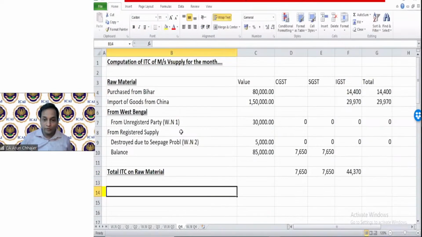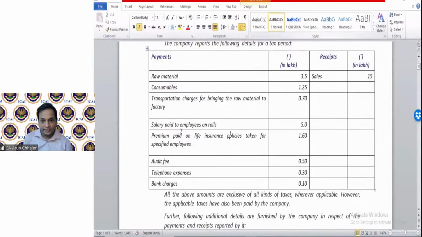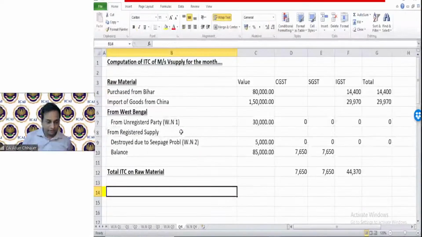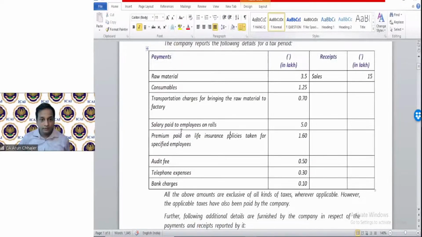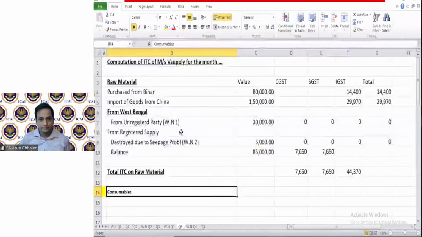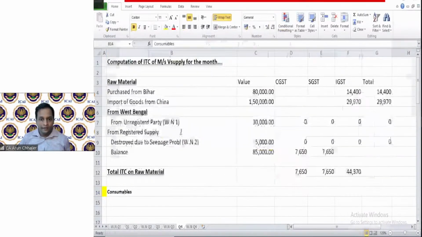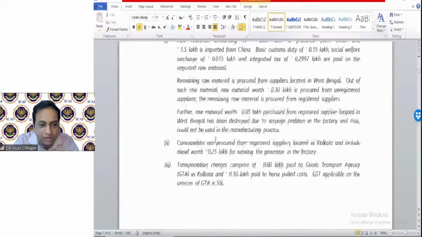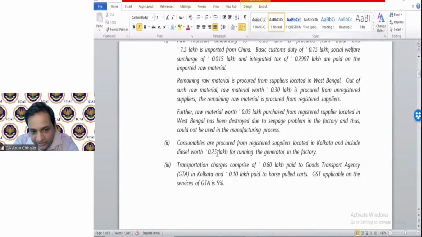Okay. Now next point is consumable rupees 1,25,000. Now we will talk about consumables. What is the working note? What is the note given for the consumables? Consumables are procured from registered supplier located in Calcutta, including the diesel worth rupees 25,000 for running the generator in the factory.